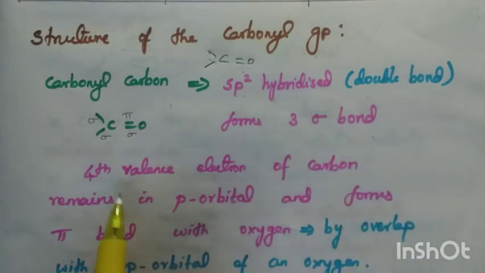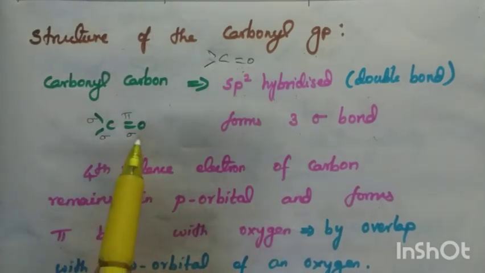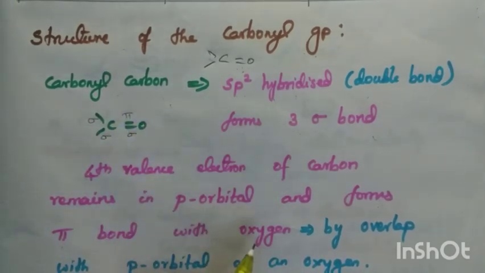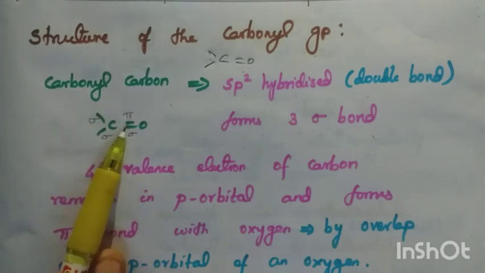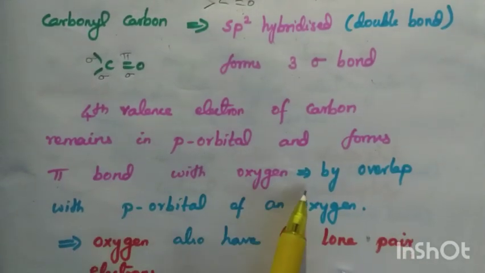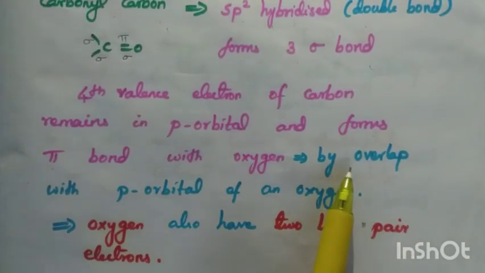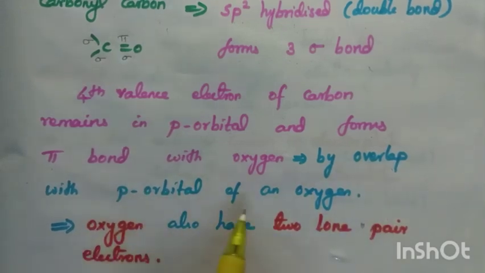Then what about the fourth one? The fourth valence electron of the carbon remains in the p orbital. It forms a pi bond. Yes, double bond means one sigma and one pi bond, no? So it forms a carbonyl carbon which has a tendency to form 3 sigma and 1 pi bond. The p orbital forms a pi bond with the oxygen. How does it form? By overlapping with the p orbital of oxygen.